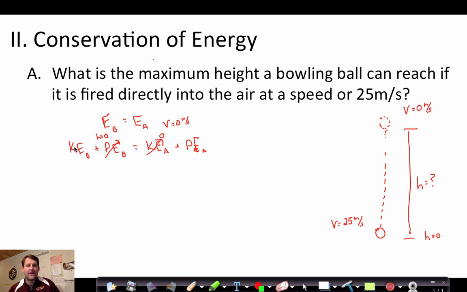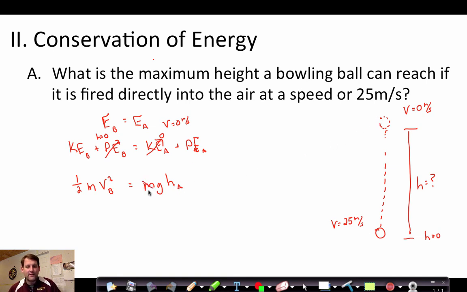That means the kinetic energy before at the bottom is equal to the potential energy at the top. So as I write this out, I'm going to say 1/2 mv squared before is equal to mgh after. And that after in this case is the very top of the flight.